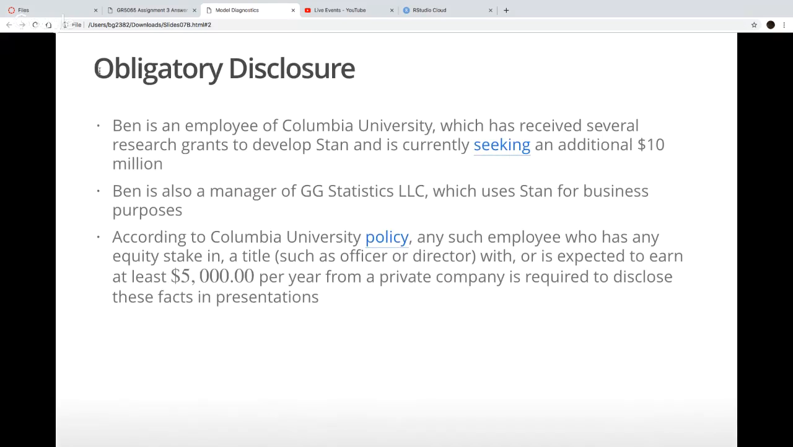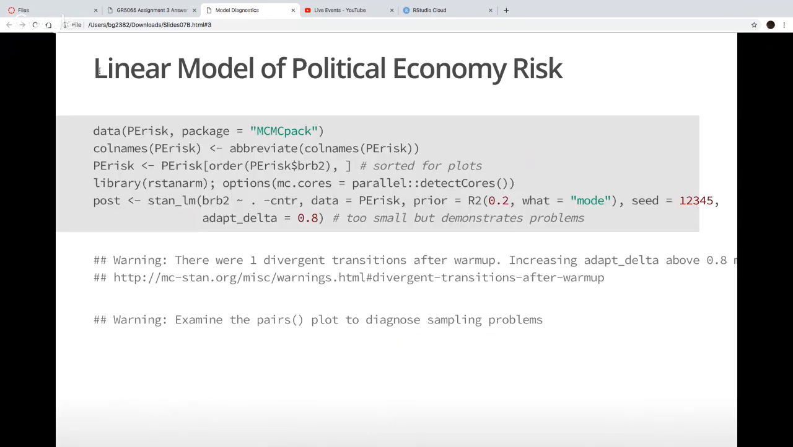And so for doing that, we have to say that as an employee of Columbia University, which is trying to get grants to continue to develop Stan, that creates the appearance of a conflict of interest that you should be aware of before learning how to tell when something has gone wrong with the posterior distribution that you estimated by Stan.